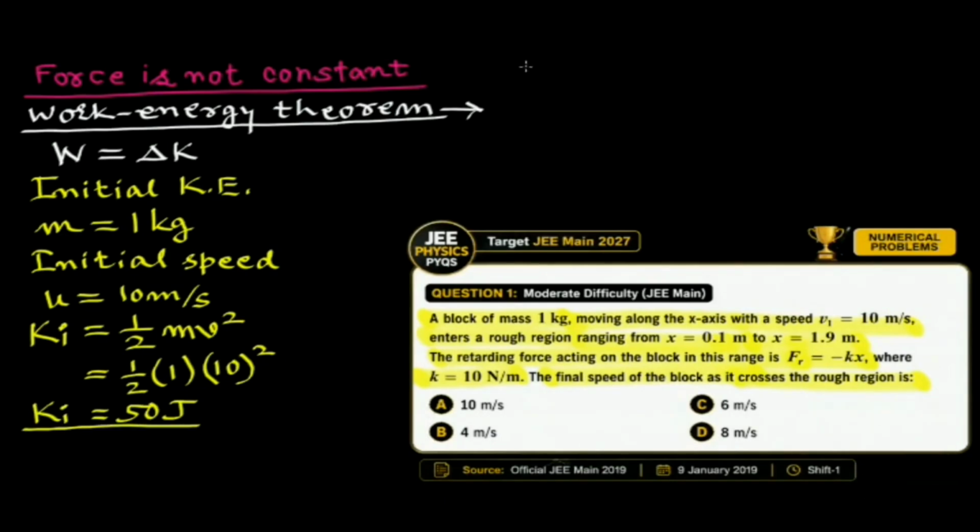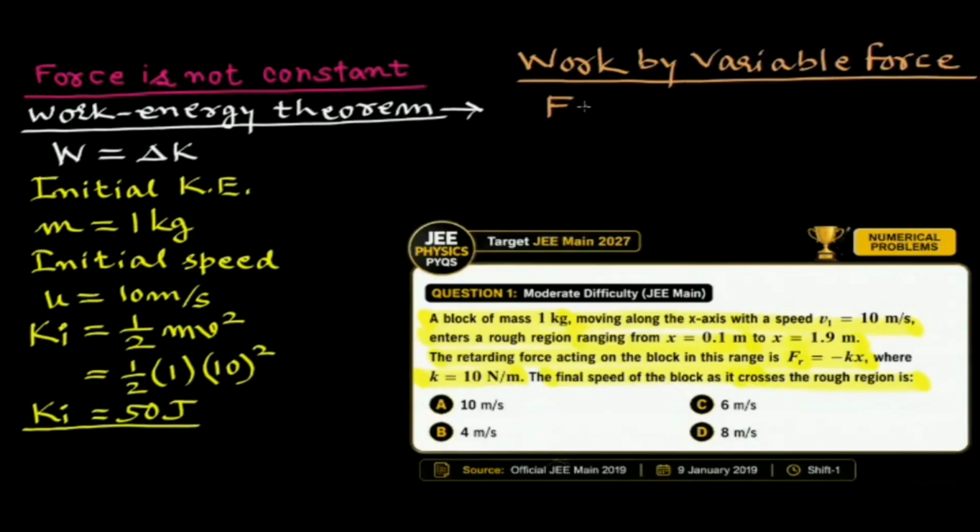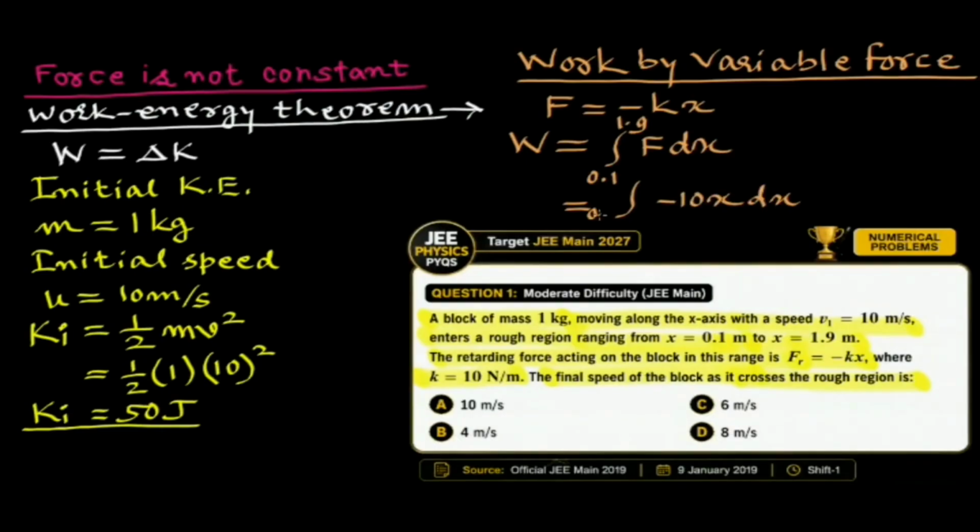Next, work done by the variable force. The force is F equals minus kx. Since it varies with x, work is obtained using integration. W equals integral F dx from 0.1 to 1.9. Substitute the force: integral of minus 10x dx from 0.1 to 1.9.